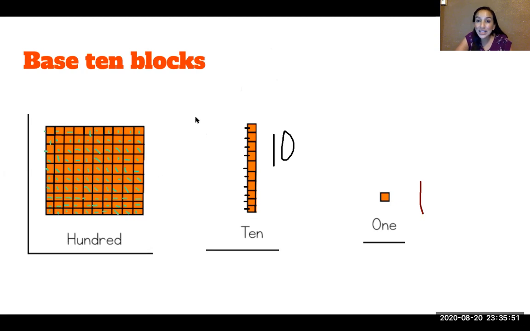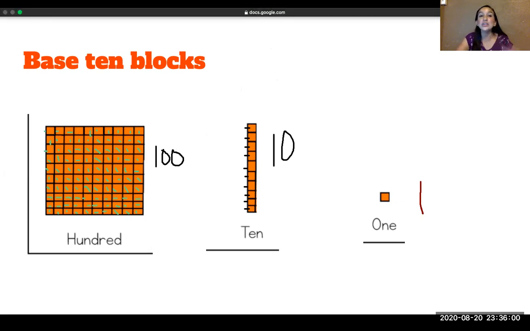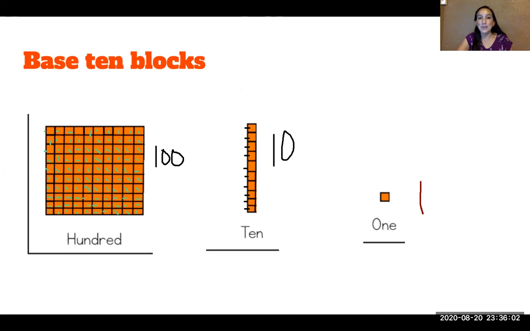So how many does it have? That's correct. It has 100. So these are three very important friends that we need to learn and love. Okay, ready?